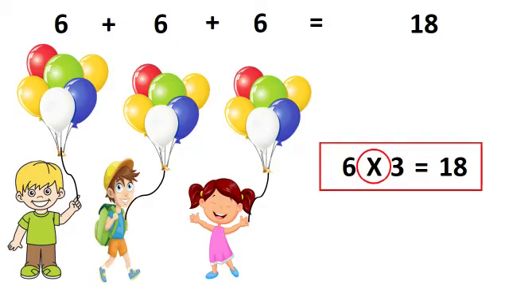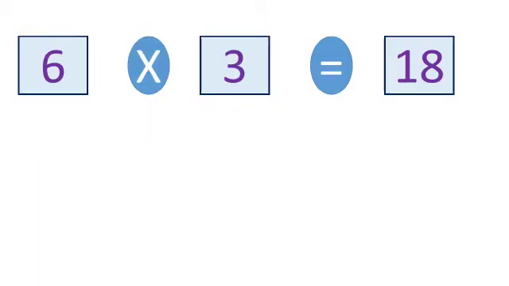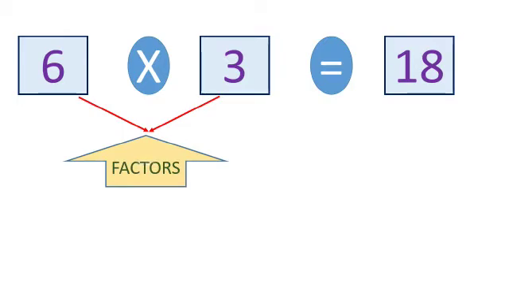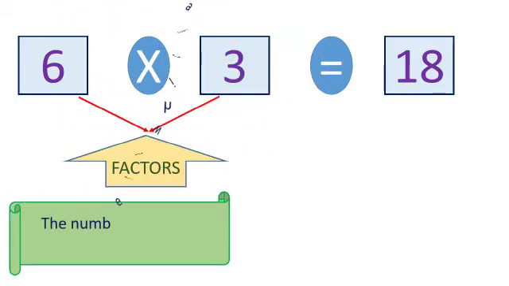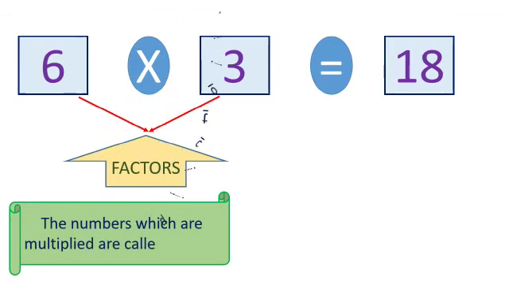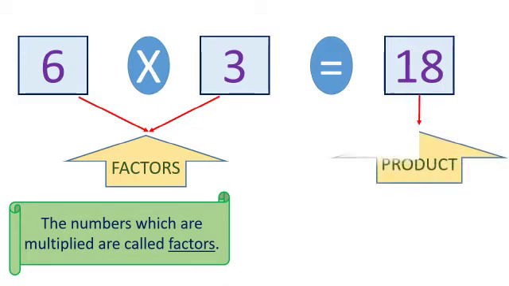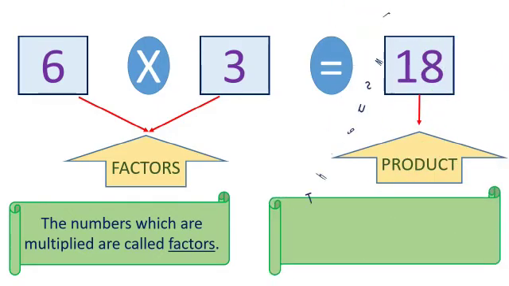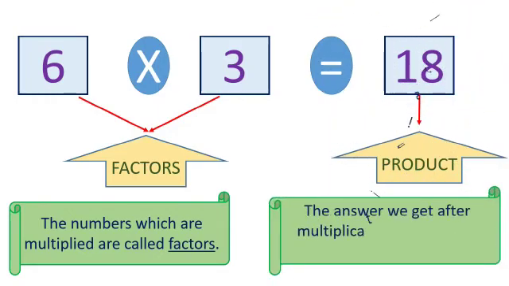Children, this is the symbol of multiplication. Here 6 and 3 are factors. The numbers which are multiplied together are called factors. And 18 is the product. The answer we get after multiplication is called the product.